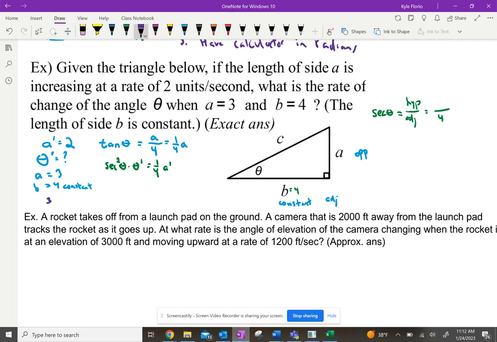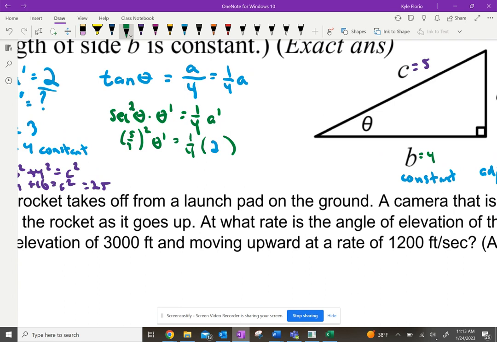When A is 3 and B is 4, we get 3 squared plus 4 squared equals C squared. So 9 plus 16 equals C squared. 9 plus 16 is 25. So if C squared is 25, then C has to be 5. So secant theta is hypotenuse over adjacent, which is 5 over 4. So secant squared is going to be 5 over 4 squared. And A prime, we already know, is 2. It's from right here.